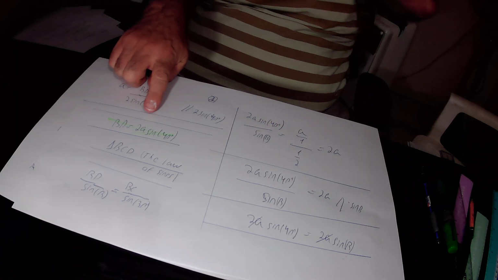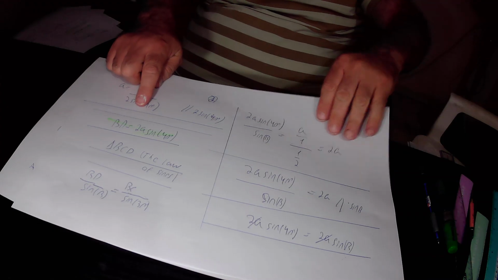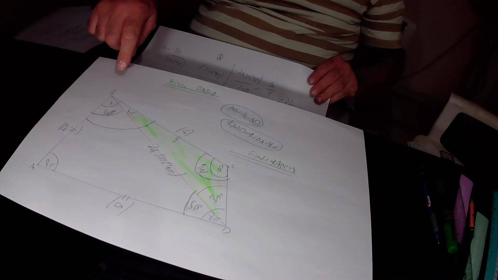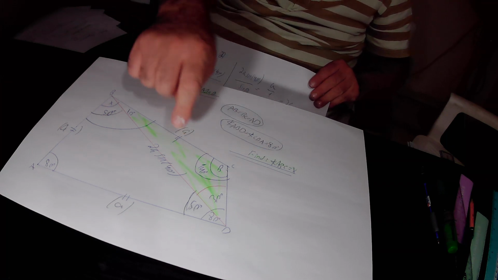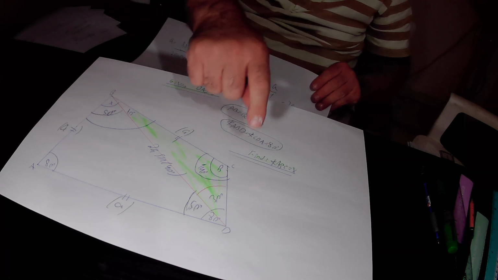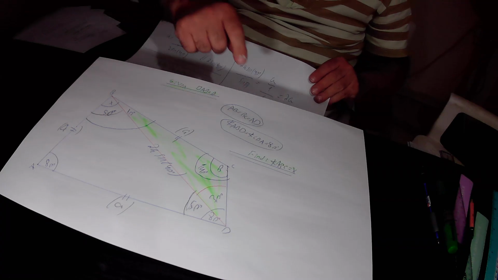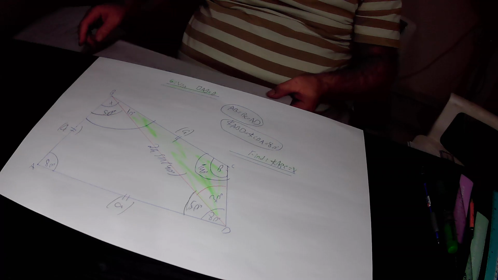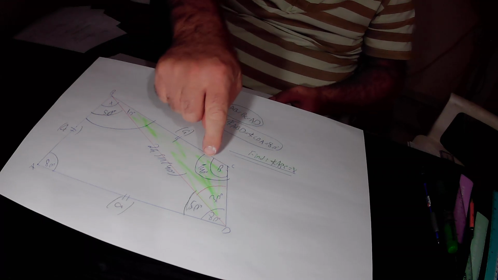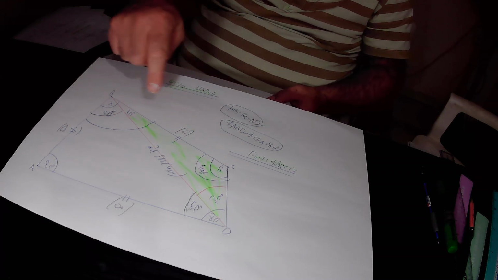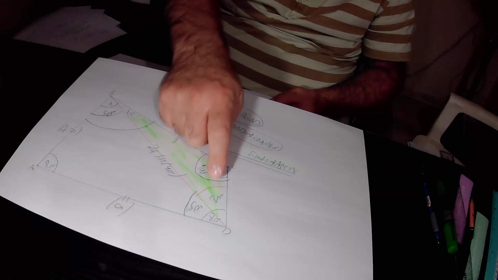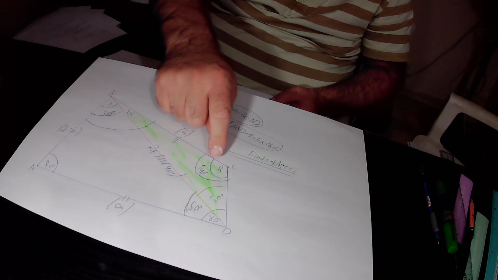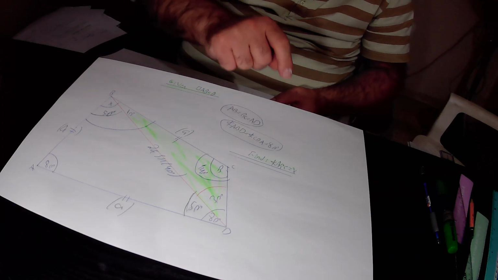Again, BD equals 2A times sine 40 degrees in its length. In the next step, we implement the law of sines in this green triangle BCD. According to the law of sines, BD over sine beta equals BC over sine 40 degrees.